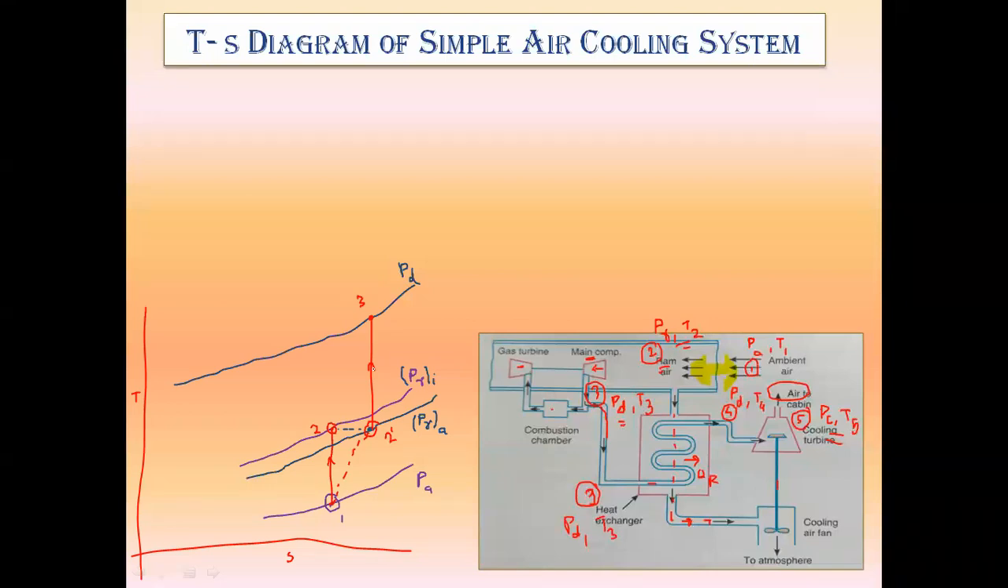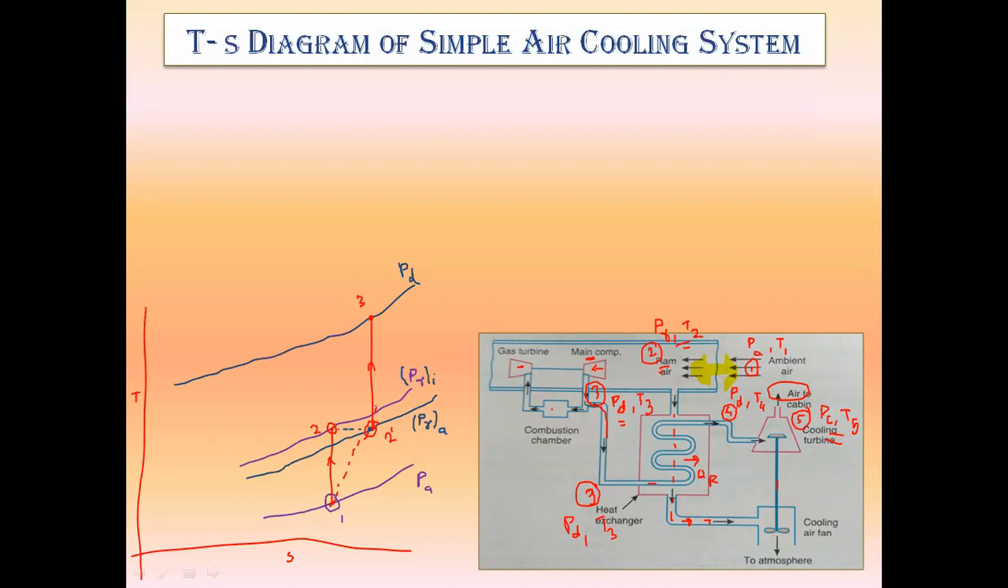Because this isentropic compression, in the main compressor also there are a number of moving parts, and as there are moving parts, friction will take place, and as there is friction, that process will not be reversible. So that compression process will never be isentropic in actual practice. That will be the polytropic process.